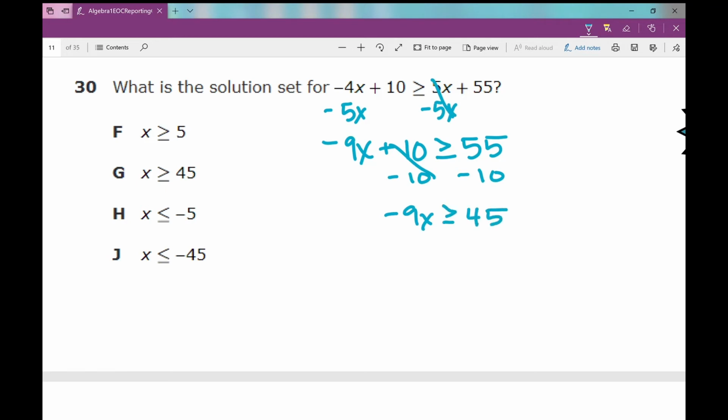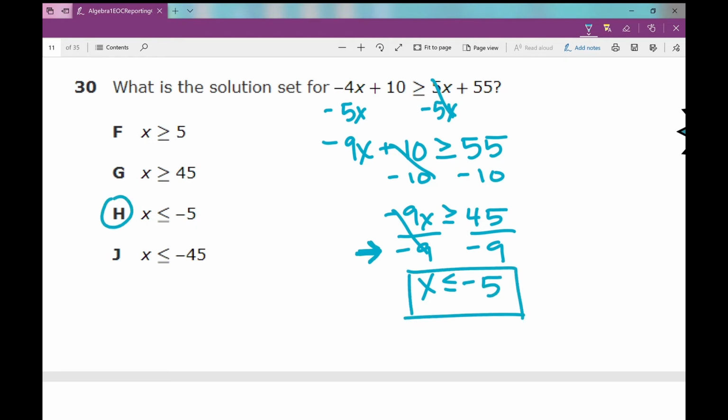And at this point, this is the big thing with inequalities. When I divide by negative 9, because I'm dividing by a negative, what do I do to my sign? I flip it. X is less than or equal to negative 5. That is my answer, which is H.